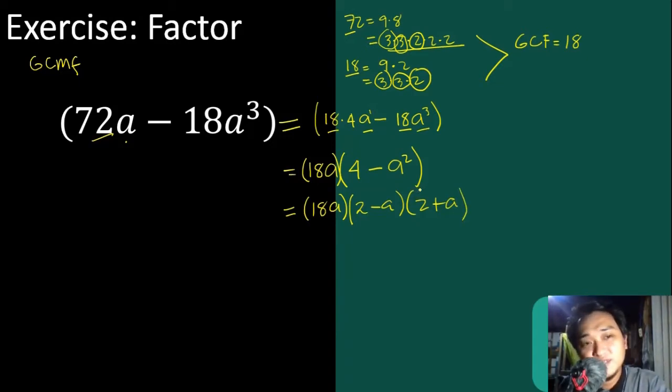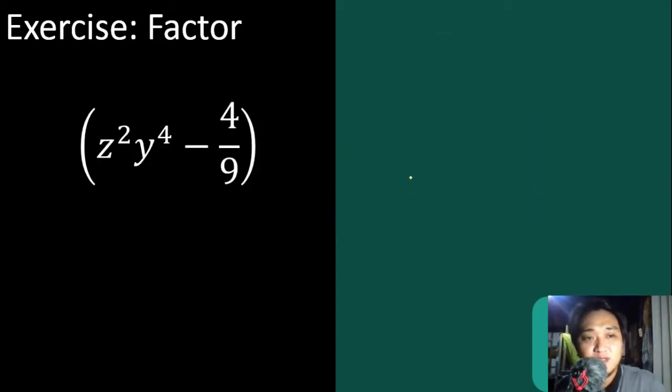Now, let us have another example. Let's say you have an expression z squared y to the 4th minus 4 over 9. This time, we are dealing with fractions. So, what would be the square root of z squared? The square root of z squared is z. The square root of y to the 4th is y squared.